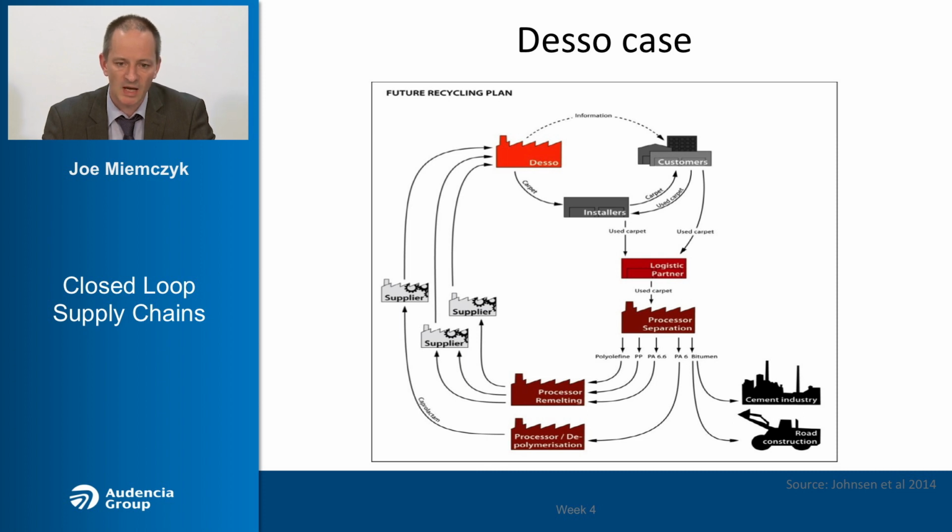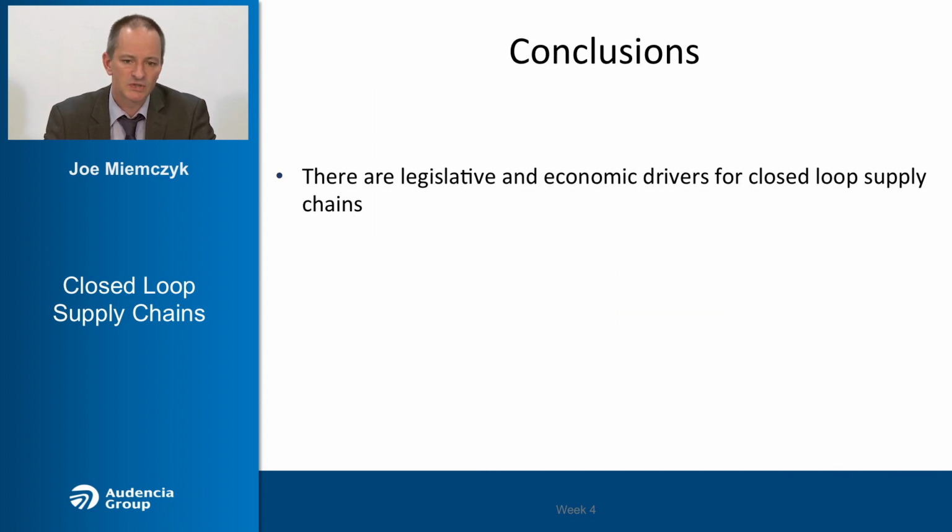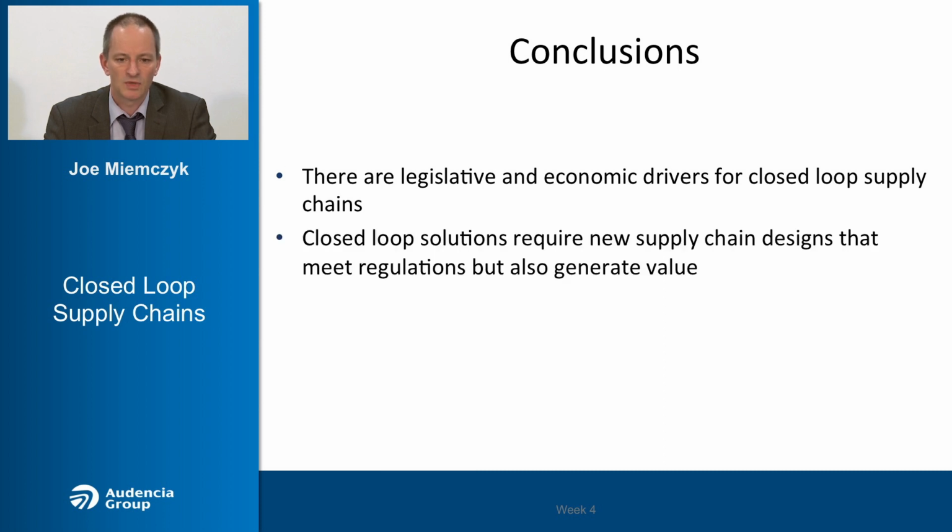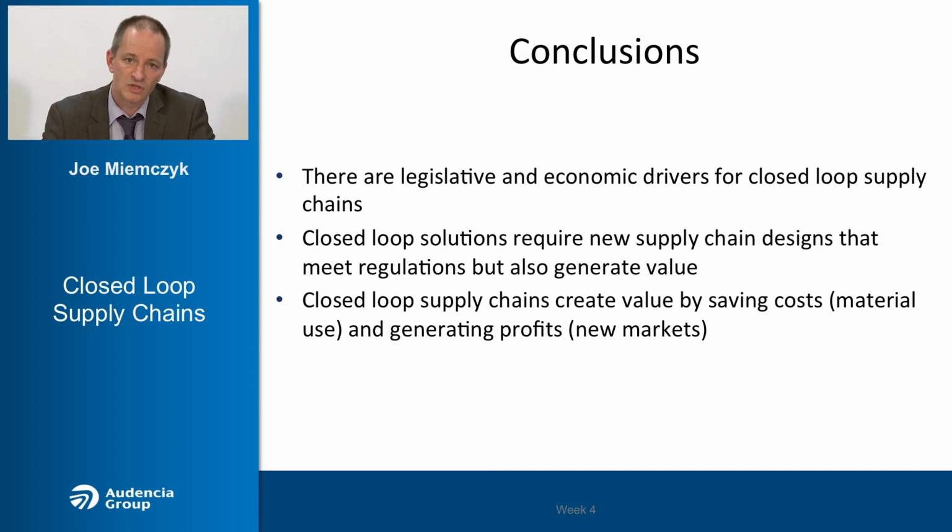So that's two examples. So really, to conclude, what we can say is that there are legislative and economic drivers behind putting in place closed loop supply chains. They really require a redesign of the supply chain. You can't necessarily use the original supply chain. You need to include new flows, new relationships in the supply chain, and new processes to make it work effectively and to meet the norms and regulations. But it's a way of reducing cost, replacing raw material, but also winning new markets for customers who want to show that they're buying products which have recycled contents and have a greener image in the marketplace.